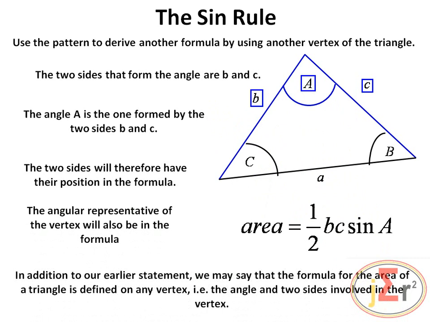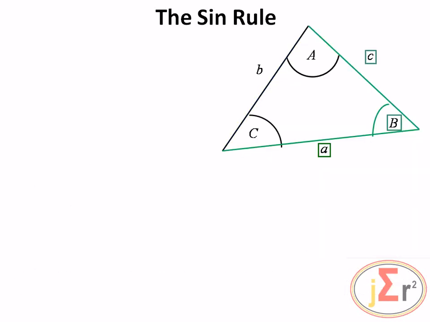In addition to our earlier statement, we may say that the formula for the area of a triangle is defined on any vertex, that is, the angle and the two sides involved in the vertex. Here we have another vertex, and we are going to express the area of the triangle based on the information at the vertex. The vertex that we are going to be using is the one at angle B.